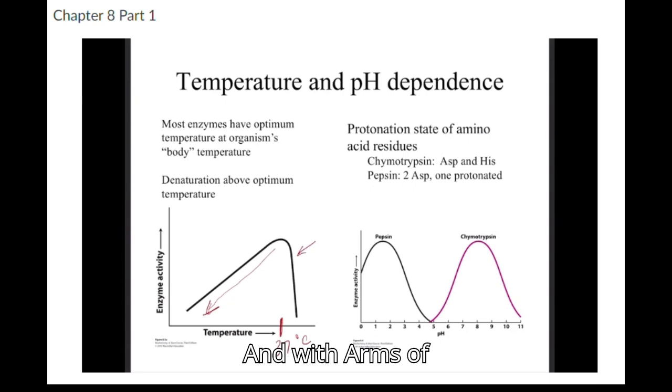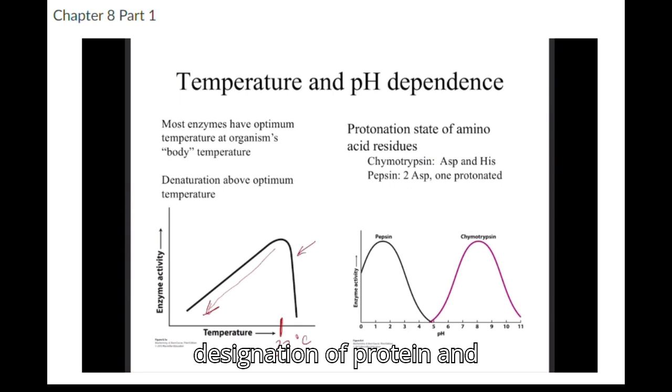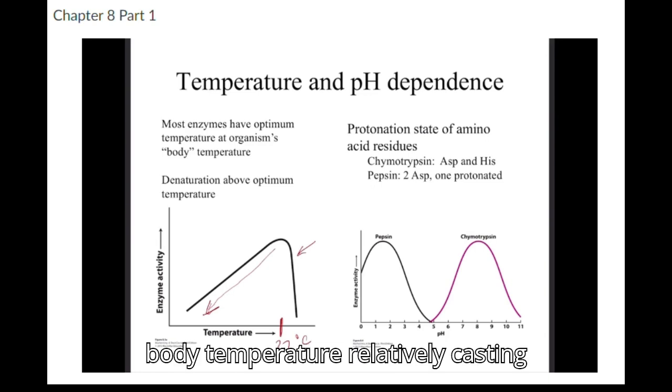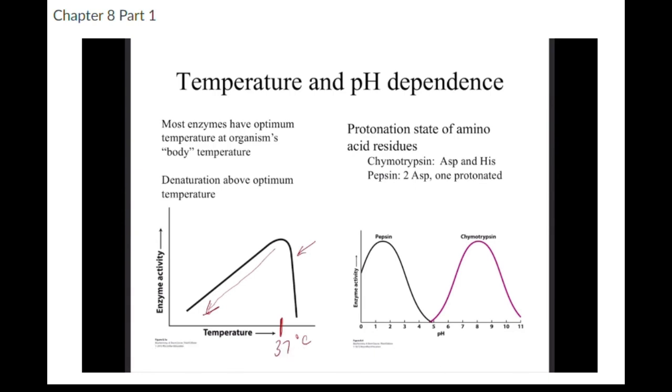A lot of our enzymes tend to start denaturing above about 42 degrees Celsius. This is why a prolonged fever is not good for people. Once you have a prolonged fever for a long period of time, you start to see denaturation of proteins, and with that, denaturation of enzymes. This is why we want to keep our body temperature relatively constant at about 37 degrees Celsius.